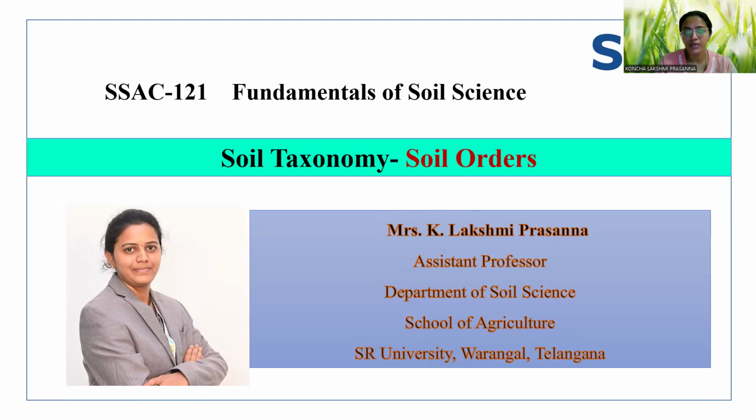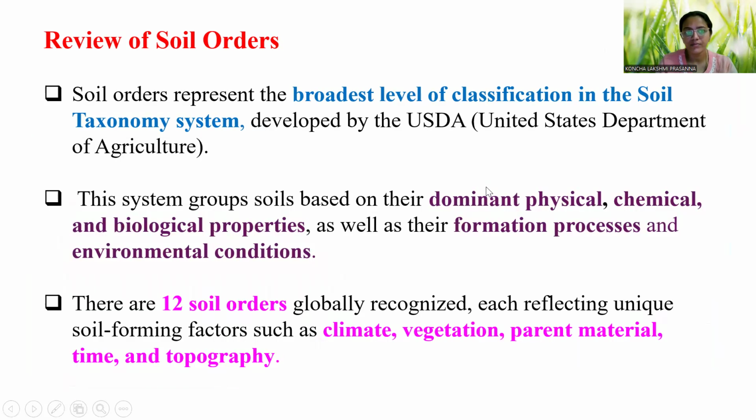So let's go into the review of the soil orders. Soil orders represent the broadest level of classification in the soil taxonomy system, which was developed by the United States Department of Agriculture. This system leads to the grouping of soils based on their dominant physical, chemical, and biological properties, as well as their formation process and environmental conditions.